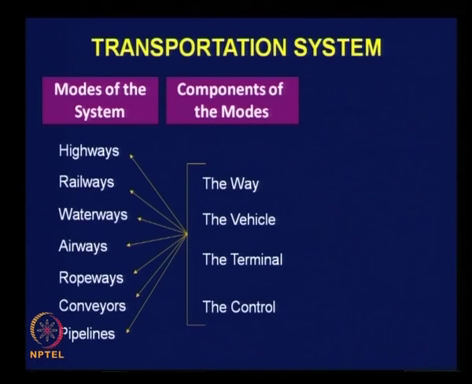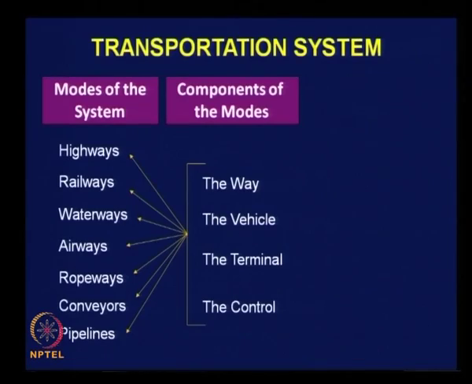And ropeways, do we have terminal for ropeways? Yes, we earmark fixed locations for the starting and ending of the ropeway operation, which can be designated as terminals for the ropeway mode. Conveyors, similar to ropeways, will have a starting point and ending point. Those two locations can be identified as terminals, and for the pipeline, similar to the other two systems, the starting and end points of the pipeline system could be considered as terminals. And finally, the control.